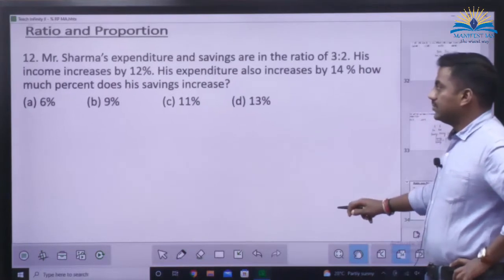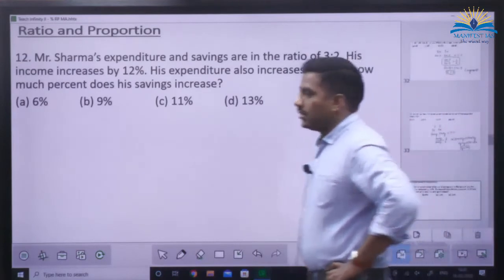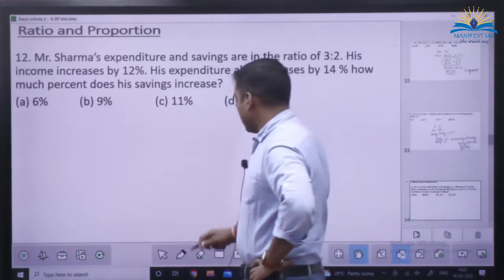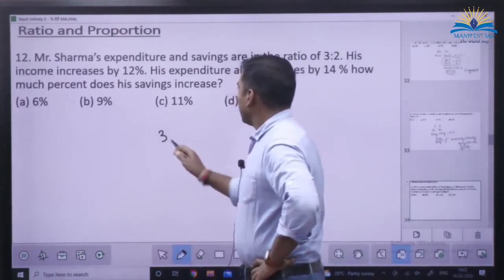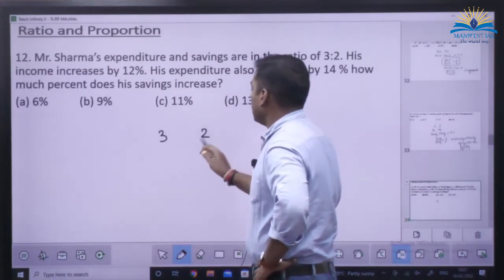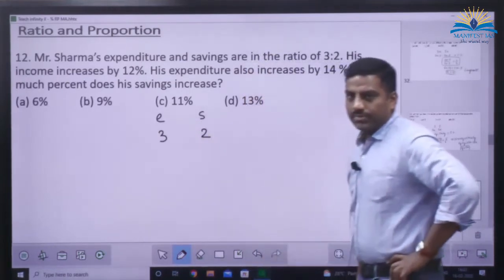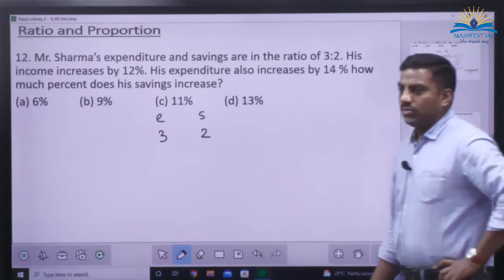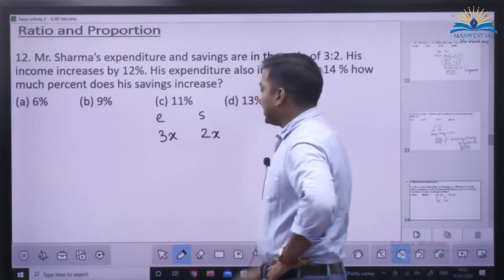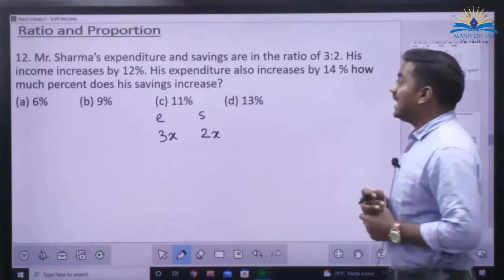Ratio and proportion. Ms. Sharma's expenditure and savings are in the ratio 3:2. This is expenditure, this is savings. Can I assume the real values of expenditure and savings as 3x and 2x? Yes.